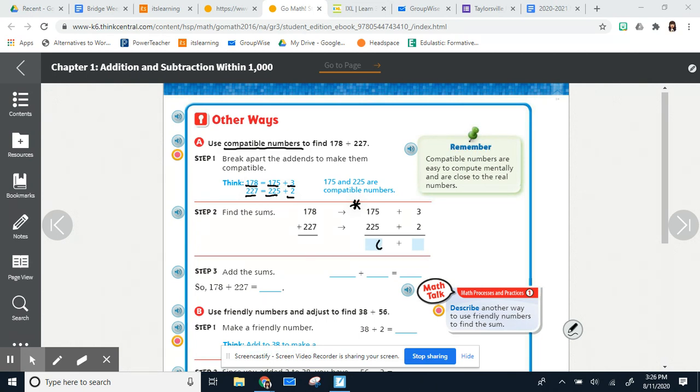5 plus 5 is 10. Carry my 1. 1 plus 7 is 8. 8 plus 2 is 10. Okay, I'm going to carry my 1 again. 1 plus 1 is 2. 2 plus 2 is 4. Look at that. Nice round number.